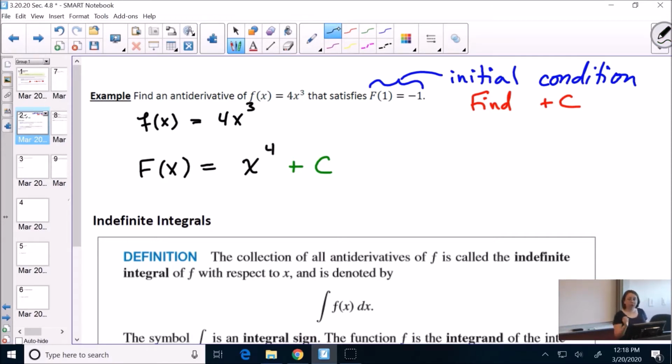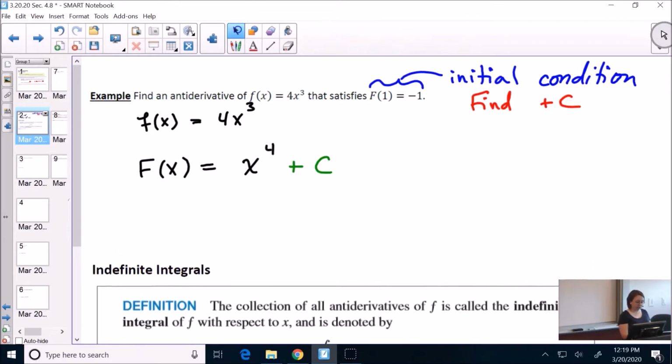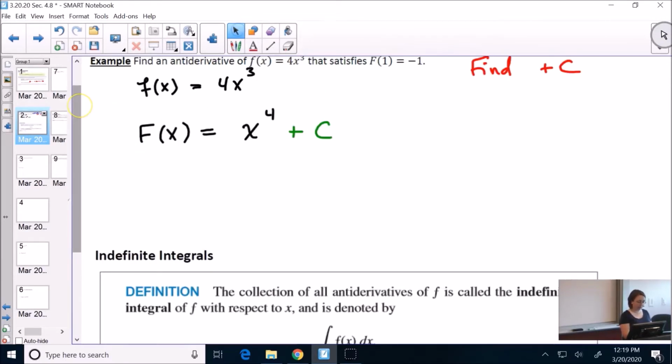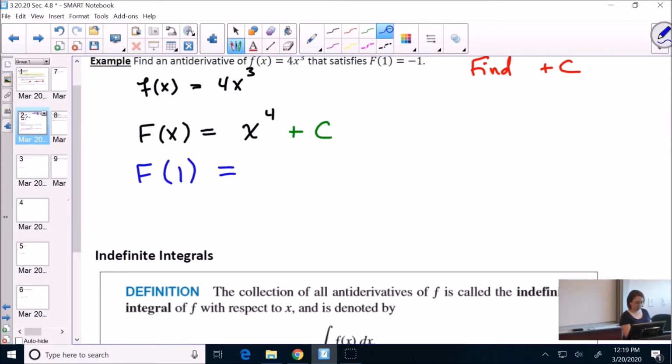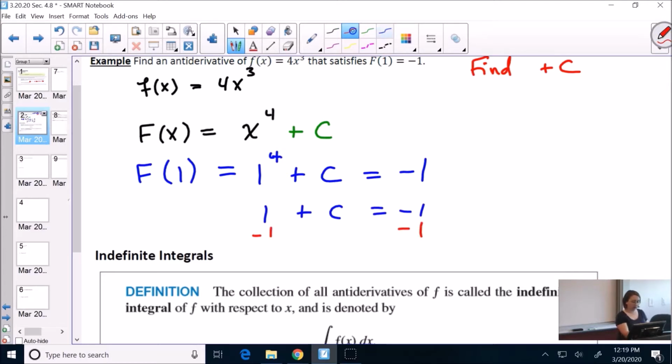Now, using our initial condition, we can actually solve for the c value. So it says that F of 1, plug in 1 for the x, so 1 to the 4th plus c. It says F of 1 has to equal negative 1. Solve for c. 1 to the 4th is 1, so 1 plus c is negative 1. We bring that 1 around to get c by itself, we find that c is negative 2.